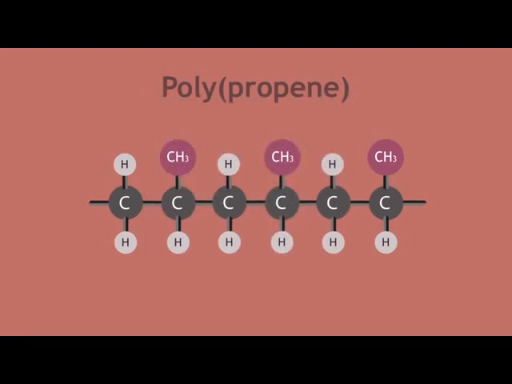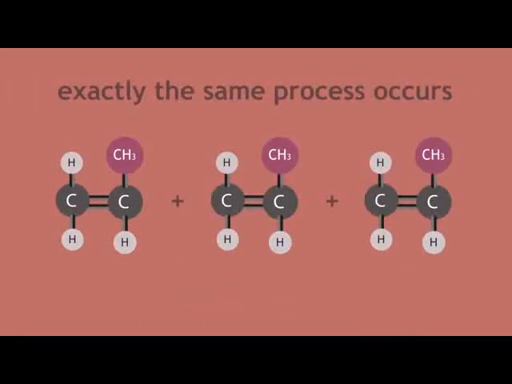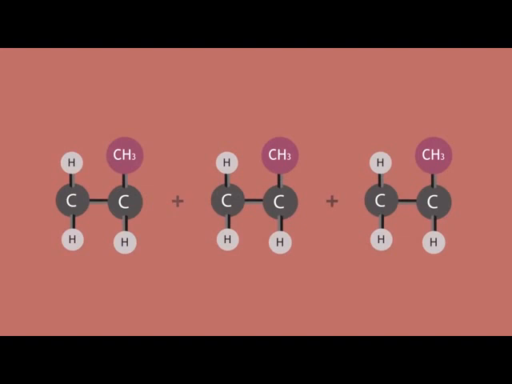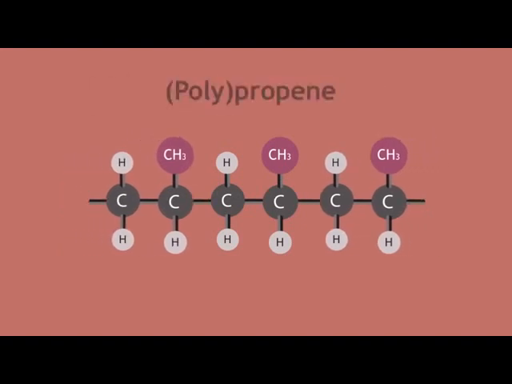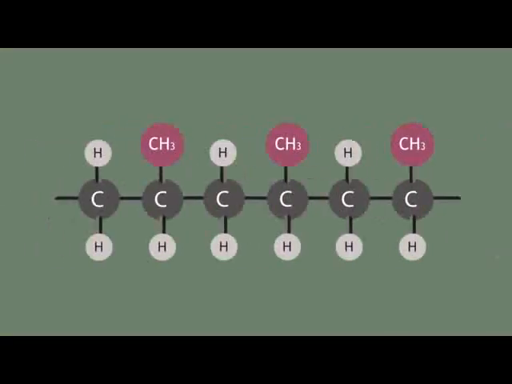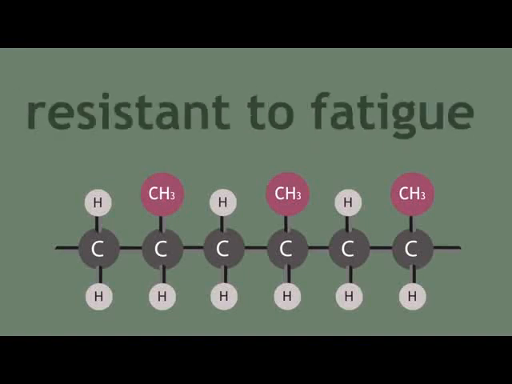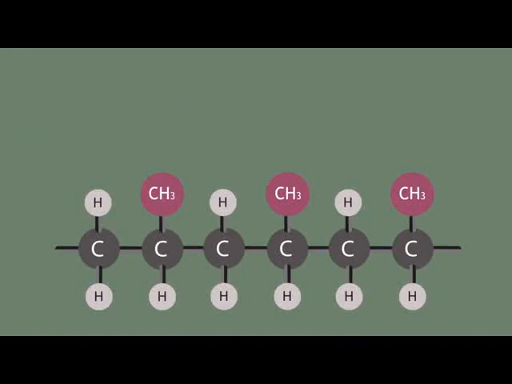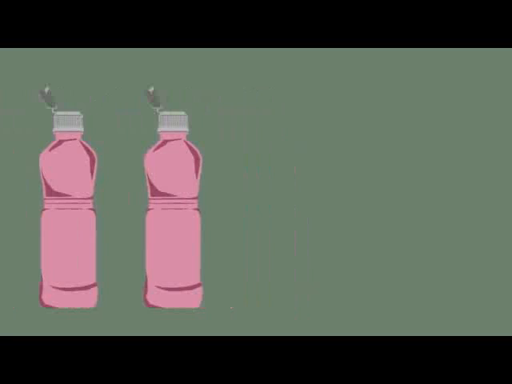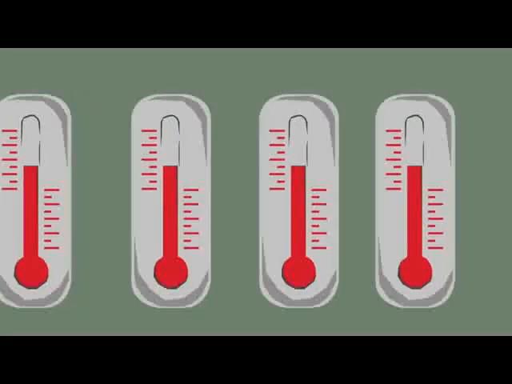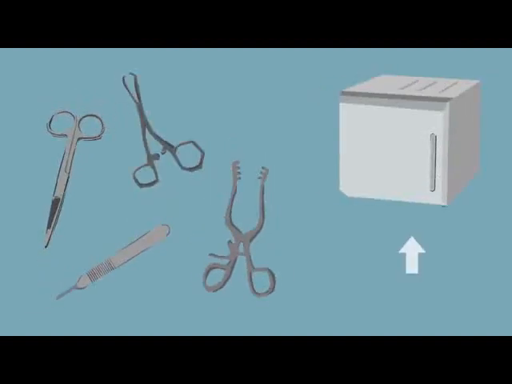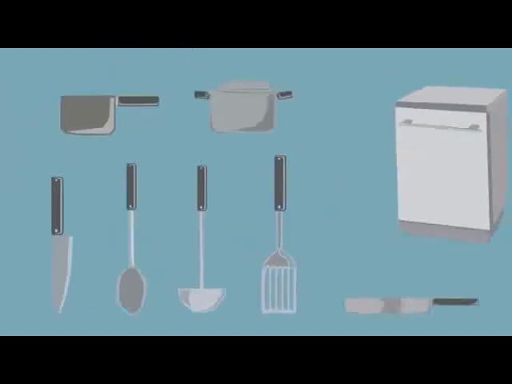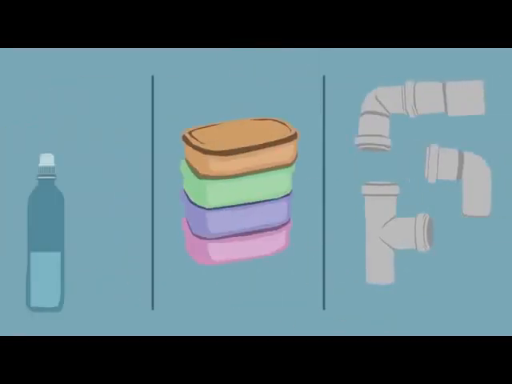Hopefully, you will have drawn propene as the monomer. Exactly the same process occurs. The double bond breaks and the polypropene is formed. Here is the equation for this reaction. Polypropene is strong and is also resistant to fatigue, which makes it extremely useful for plastic hinges such as those on drinks bottles. Polypropene is also quite resistant to temperature, and therefore it is often used in medical equipment that needs to be autoclaved, and also kitchenware that may be put in a dishwasher. It is also used to make pipes, containers and bottles.